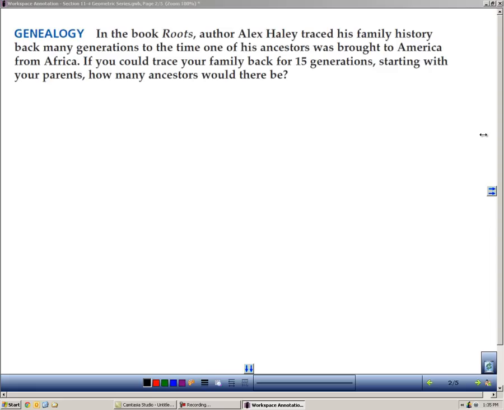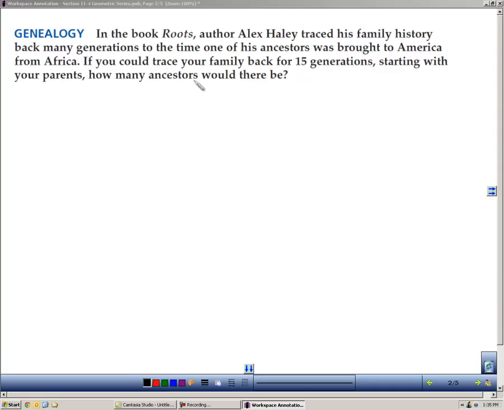In this example, we're told that in the book Roots, Alex Haley traces his family history back a number of generations. It asks us if we could trace our family back for 15 generations, starting with our parents, how many ancestors would there be? So it's an interesting question. Well, if we're going to do this, we're going to need to use the formula.